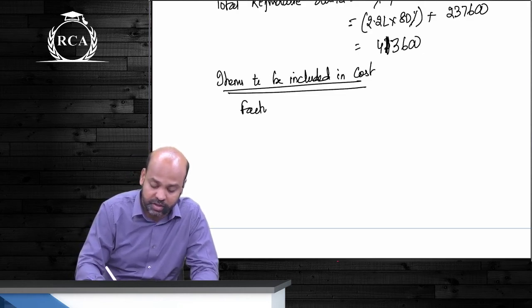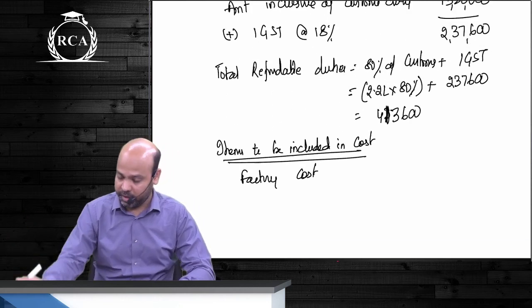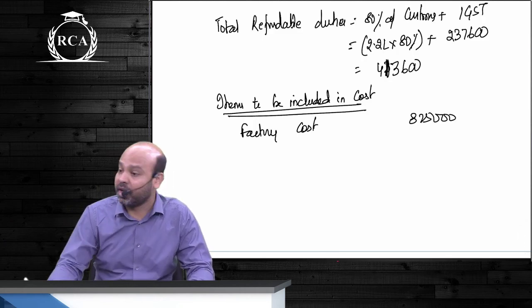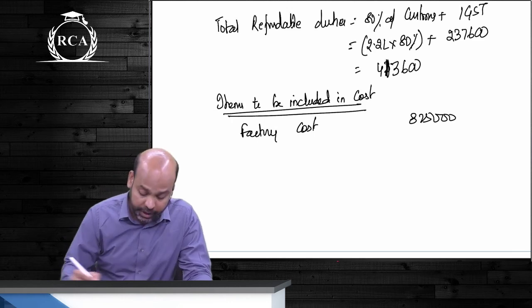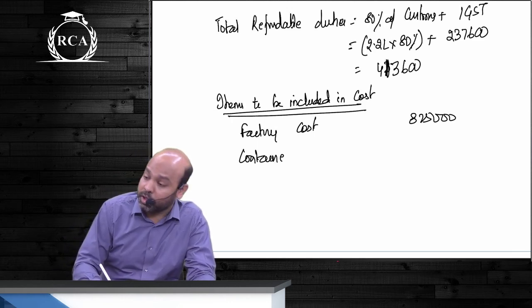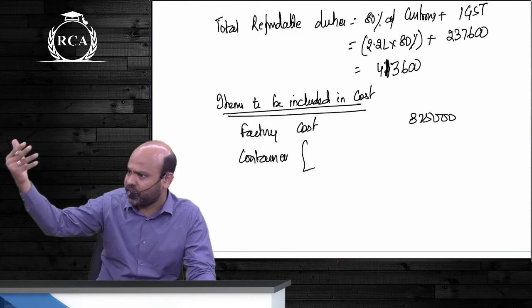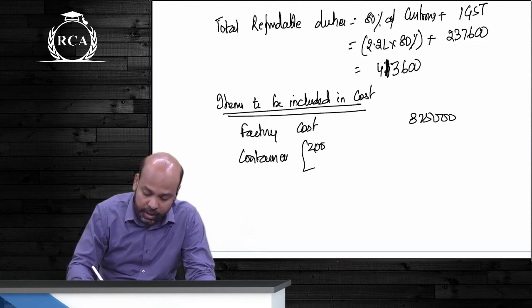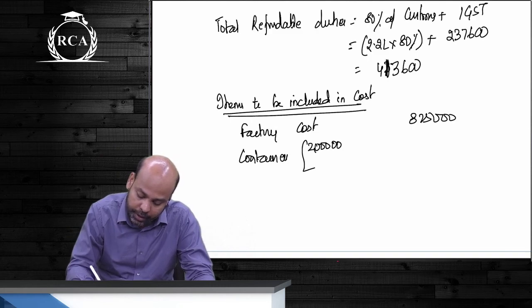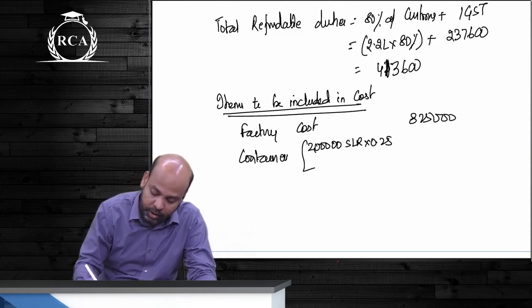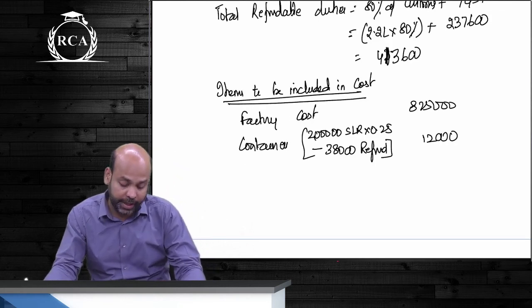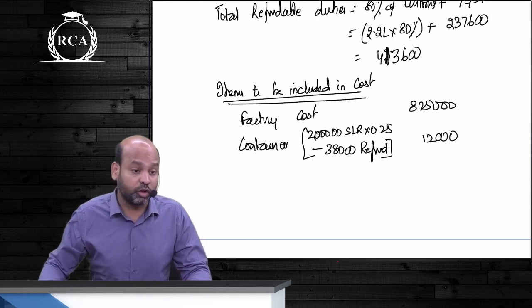First one, factory cost. Is that our cost? Definitely yes. No one will sponsor that, correct? 8,25,000. I will write that. Next, containers, net cost. Now FOB and CIF are set aside, we have already written everything separately. Yes or no? Containers, 2 lakh into 0.25 minus the refund on return. That means your net cost. This should be included in the cost. 8 lakh 25 is factory cost, 12,000 is the cost of containers.